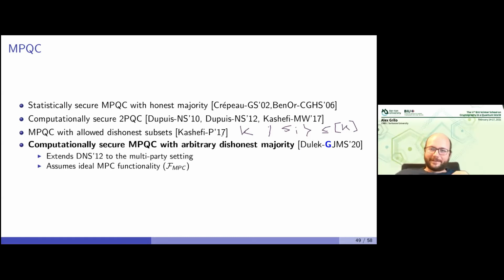The last protocol was actually proposed by Dulek et al. It is an extension of the two-party case to the multi-party setting. In particular, they built multi-party quantum computation protocols assuming an ideal classical multi-party computation functionality. From now on, I assume that this trusted party exists, and from that, I'll tell you how to build multi-party quantum computation protocols.